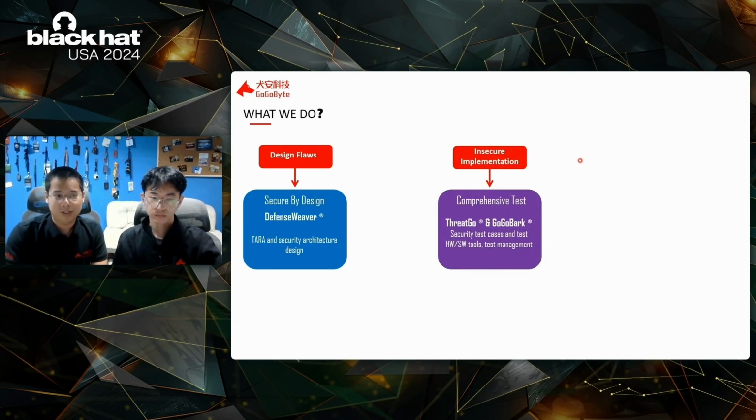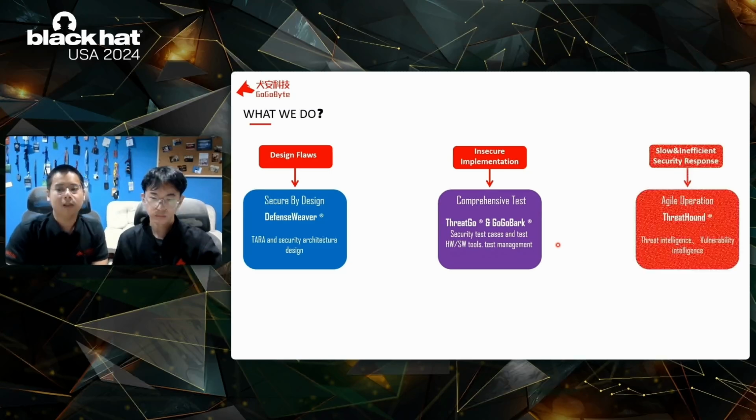The second challenge is insecure implementation. Many vulnerabilities we found are not because there was no consideration during design phase. They were because insecure implementation by developers during development phase. It clearly showed the lack of comprehensive security test and validation capabilities. We provide the GoGoBark suite to help auto industry with security test and validation.